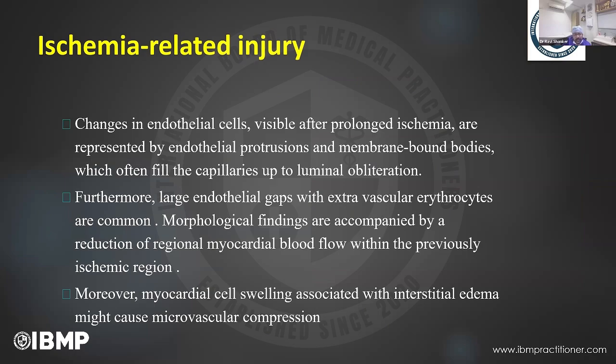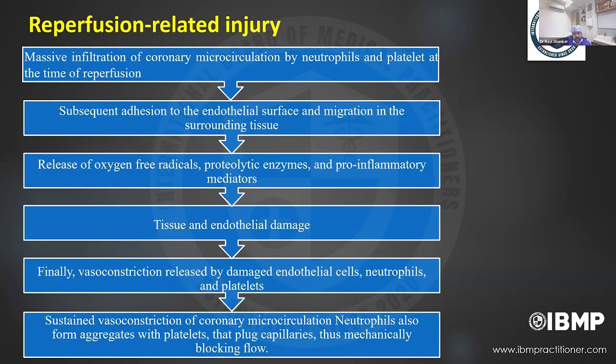Ischemia related injury. Changes in the endothelial cells visible after prolonged ischemia are represented by endothelial protrusions and membrane-bound bodies, which often fill the capillaries up to luminal obliteration. Furthermore, large endothelial gaps with extravascular erythrocytes are common, and morphological findings are accompanied by a reduction of regional myocardial blood flow within the previously ischemic region. Moreover, myocardial cell swelling is associated with interstitial edema that might cause microvascular compression.